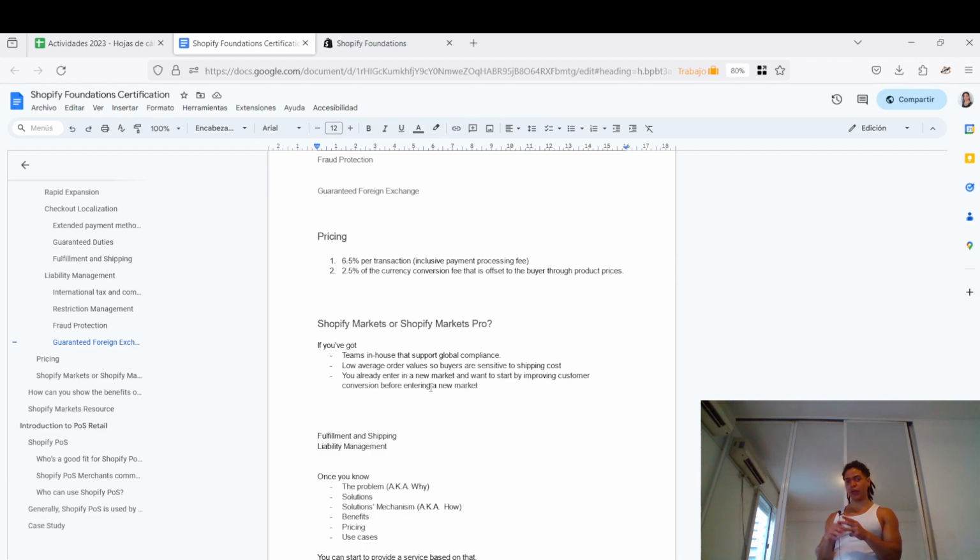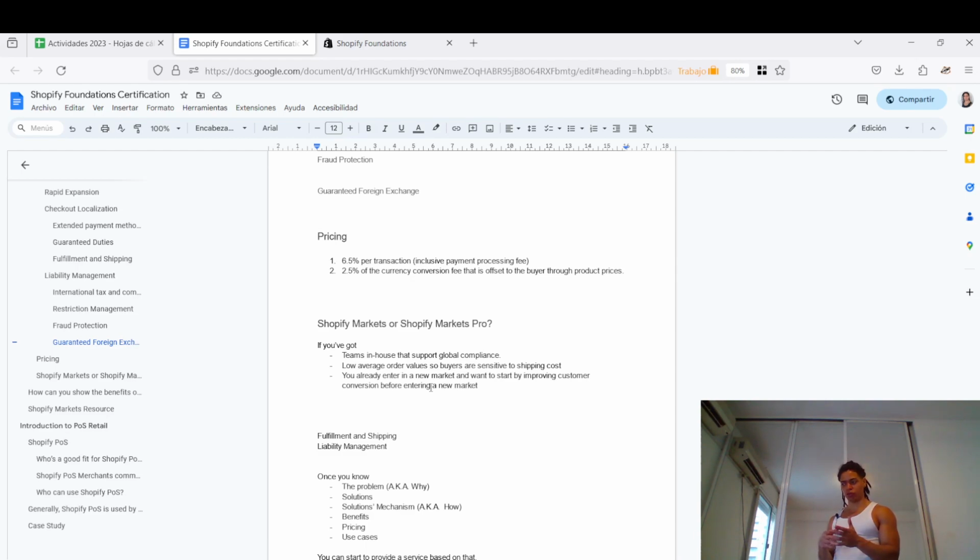And if you're entering new markets, or if you prefer to hold in this market and grow in this particular market before jumping into another one, Shopify Markets Pro is not the way to go. And looking at it from the negative, or from the complementary aspect, is something useful.